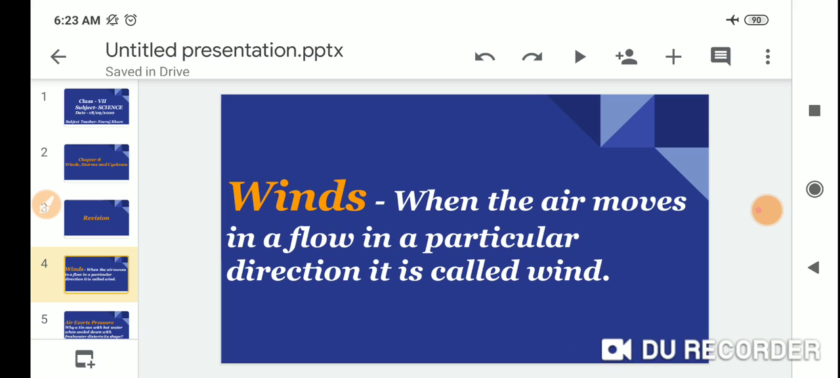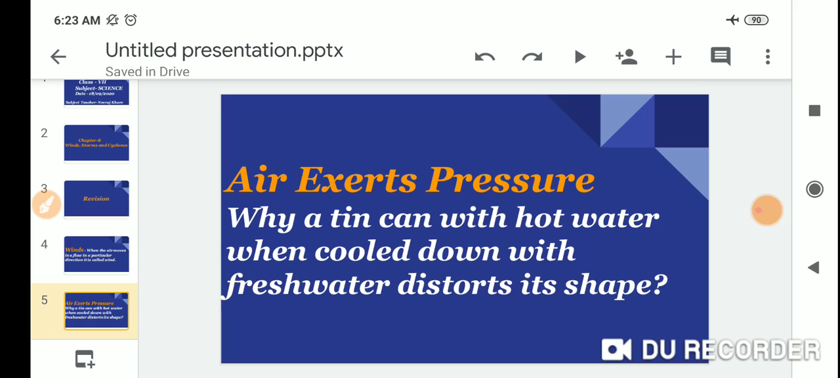Winds: when the air moves in a flow in a particular direction, it is called wind. Air exerts pressure.